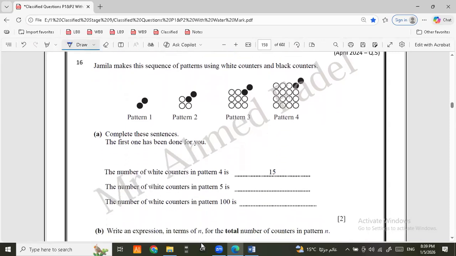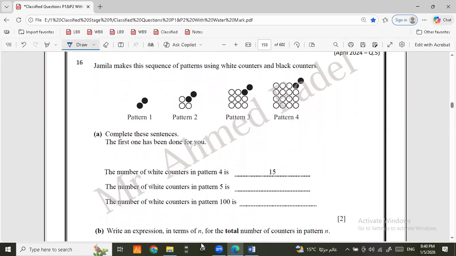Jamila makes this sequence of patterns using white counters and black counters. Complete these sentences. The first one has been done for you. The number of white counters in pattern 4, they counted it. You're going to find 12 and 3 is 15. They said 15. The number of white counters in pattern 5, what is it going to be?